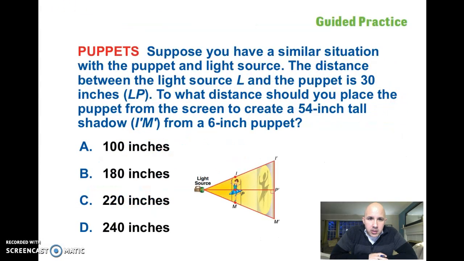Example 2, guided practice. Pretty much the same type of example as the last one. If you want to go back and take a look at how we formatted and set that up, please do. Number 1, find out what that scale factor is. You already have the 6-inch puppet, and you have the 54-inch projection. You already know the light source to the puppet, and your goal again is to figure out what distance you should place the puppet from the screen. Good luck on this. Let me know if you have any questions.